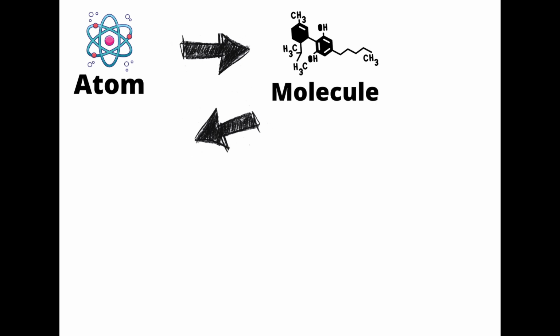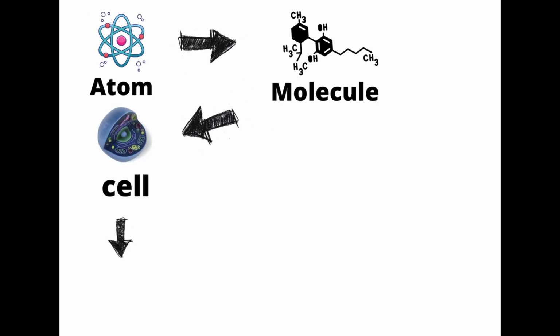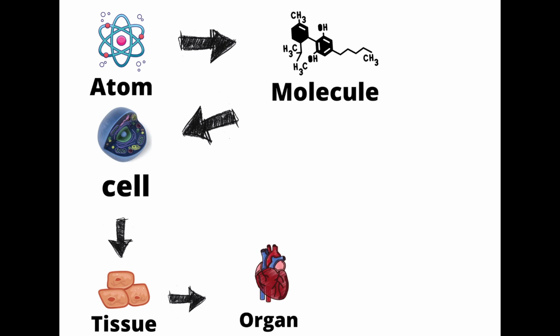Molecules are what make up cells. Cells are the basic building blocks of all living things. Cells are what make up our tissues, and a tissue is a group of cells that have similar structure and function together as a unit. Tissues are what make up our organs, and an organ is a collection of different types of tissue that structurally form a functional unit specialized to perform a specific function.